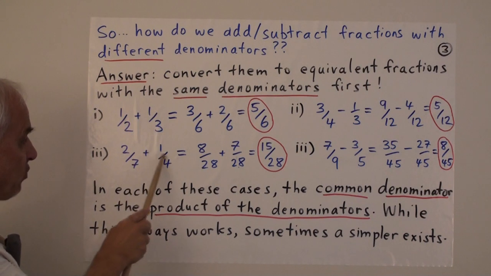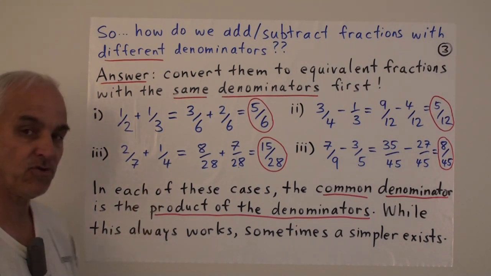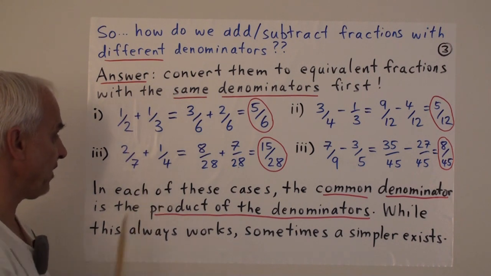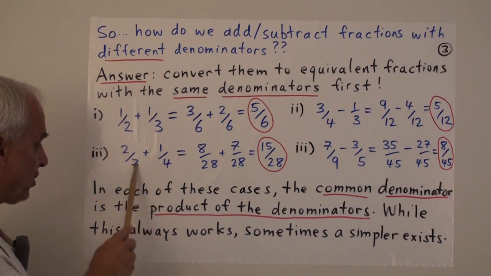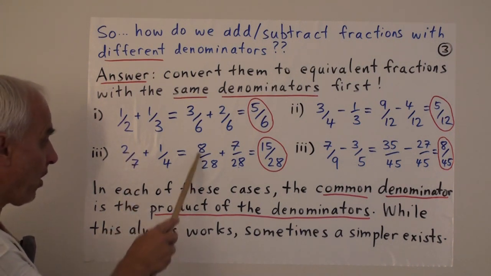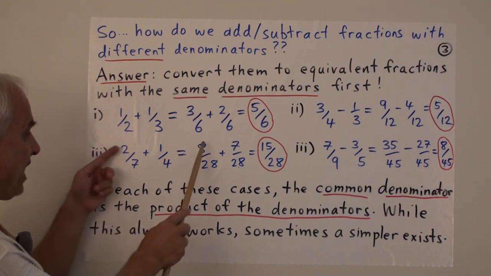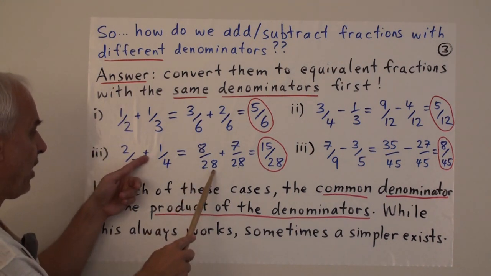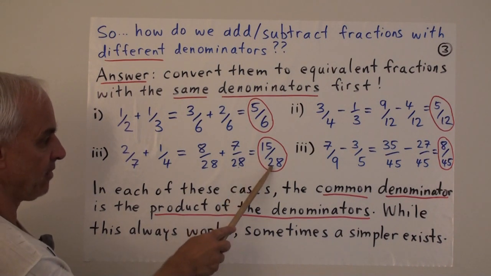2 over 7 plus 1 over 4. We're going to use the common denominator of 28, which is the product of 7 and 4. That will work because then we multiply top and bottom of this by 4, and we multiply top and bottom of this by 7, giving us 8 28ths plus 7 28ths, for a total of 15 over 28.